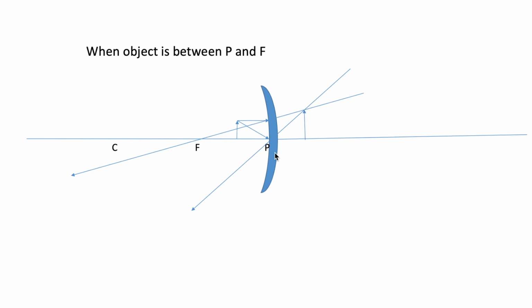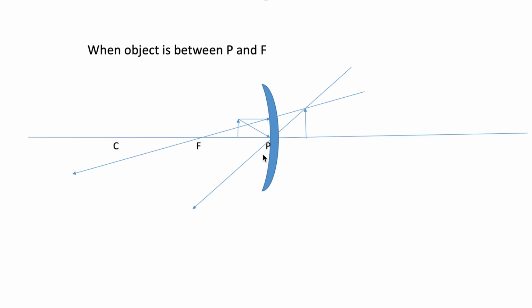This is an exceptional case for the concave mirror. In all other 5 cases the image is forming in front of the mirror and it will be real and inverted. But for the 6th case the image is forming behind the mirror and it will be virtual and erect. So this is the way how we will draw image formation for concave mirror.